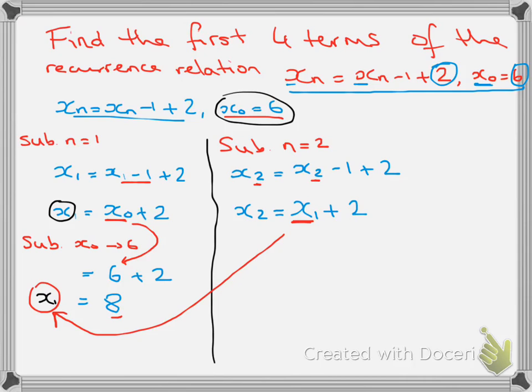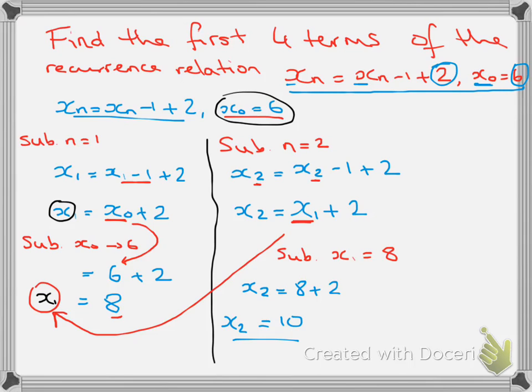So I need to now substitute x1 equals 8. Then I continue my working out. I have x2 equals 8 plus 2. And if we get our calculators out and work this one out, we can see that x2 is equal to 10. And I can write that in there. So x2 is equal to 10.